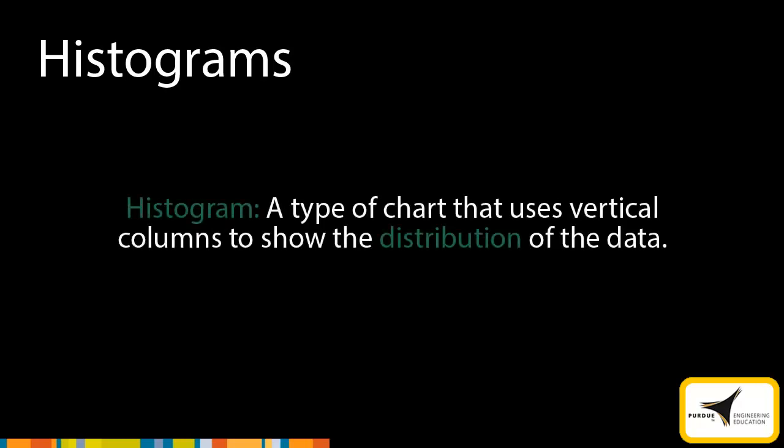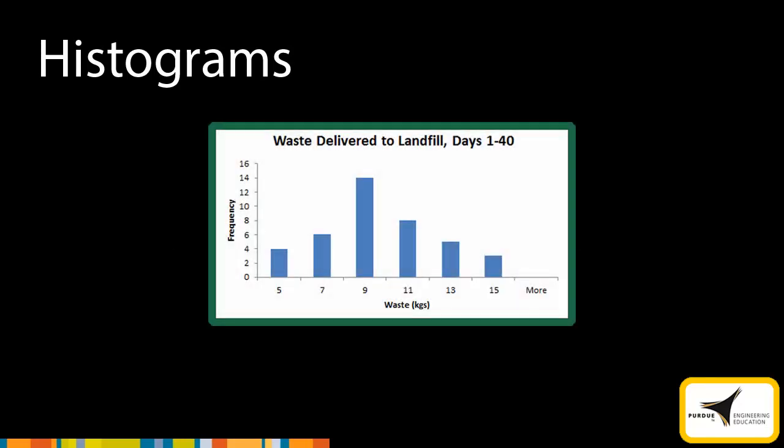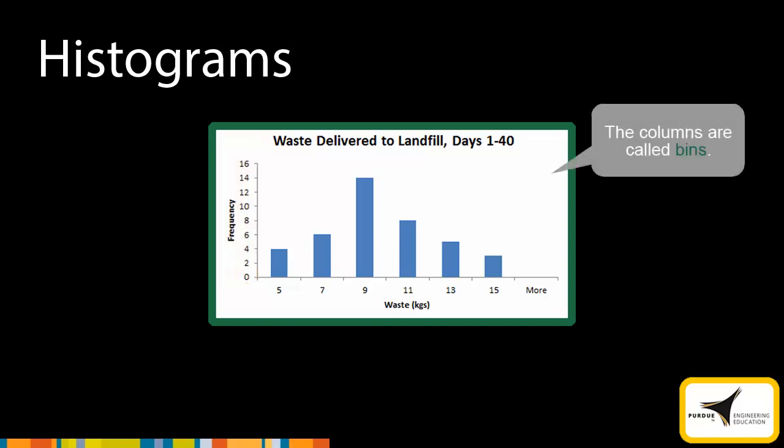Before we create histograms in Excel, let's review some concepts. A histogram is a type of chart that uses vertical columns to show the distribution of data. The histogram here shows the distribution of kilograms of landfilled waste from a manufacturing facility over 40 days. The values along the x-axis represent the kilograms of waste, and the values along the y-axis represent the frequency of each measurement. We call the columns of the histogram bins.